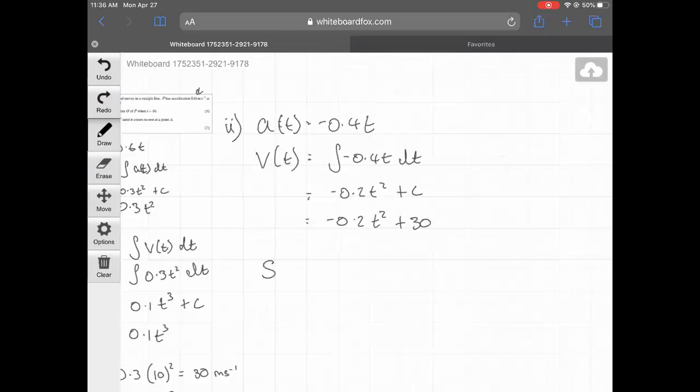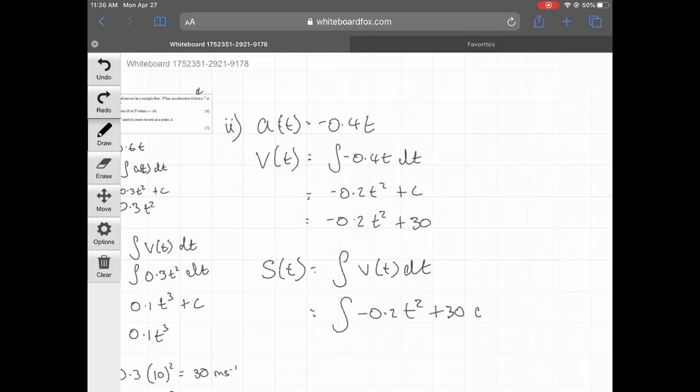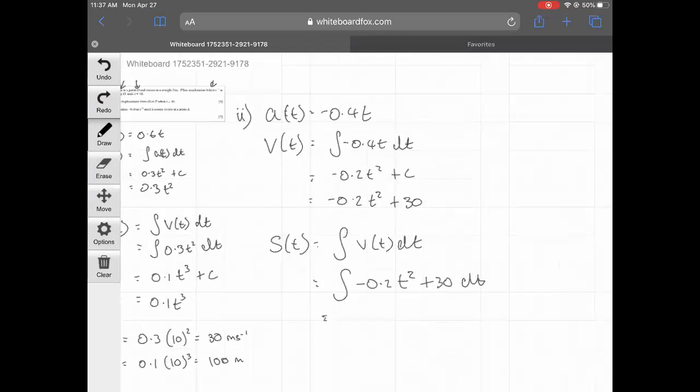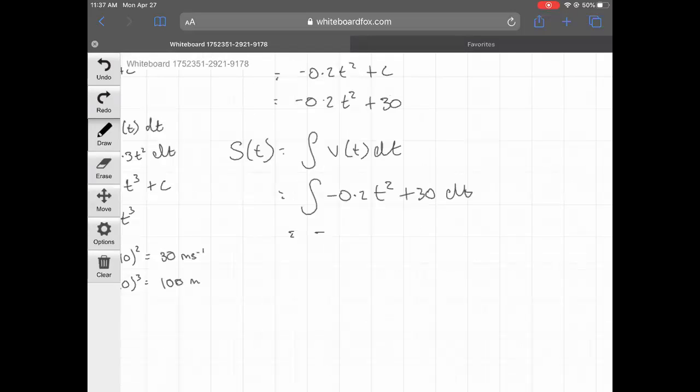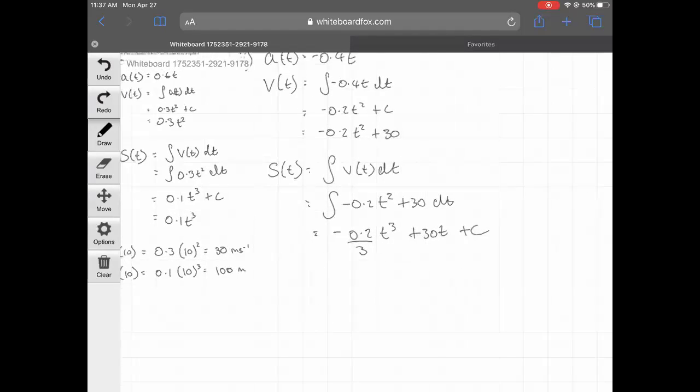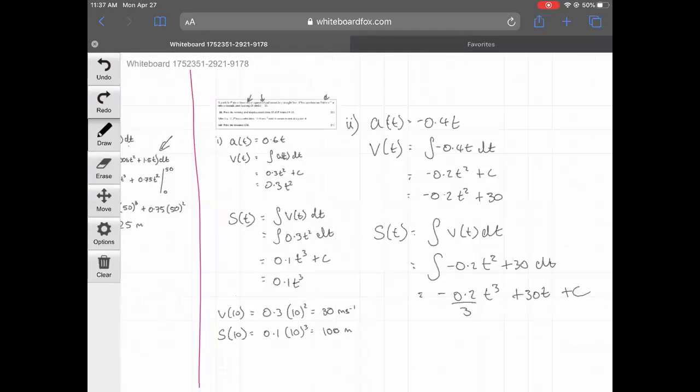s(t). So we want to integrate our expression for velocity now, minus 0.2t squared plus 30 dt. t squared goes to t cubed, so that's minus 0.2 over 3 t cubed plus 30t plus c.